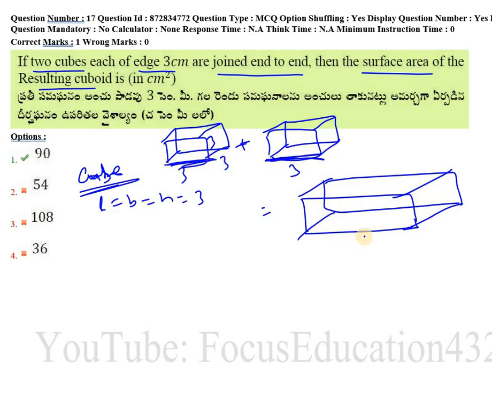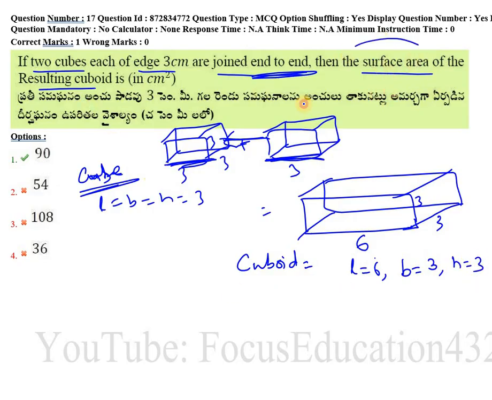3 plus 3 becomes 6, when you combine side by side. End to end means side by side. When you combine this, and if you bring this one here, you will get a big cuboid. So length becomes 6, whereas the other things, height and width, will not change. So in the cuboid, what are the dimensions we are getting? Length is equal to 6, breadth is equal to 3, breadth or width, both are same. Height is equal to 3.